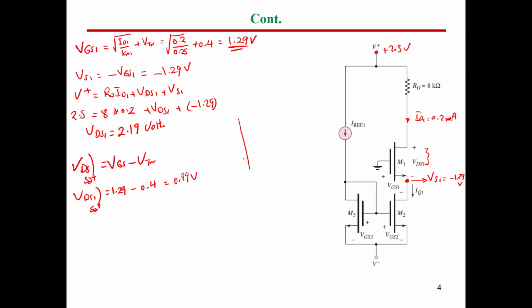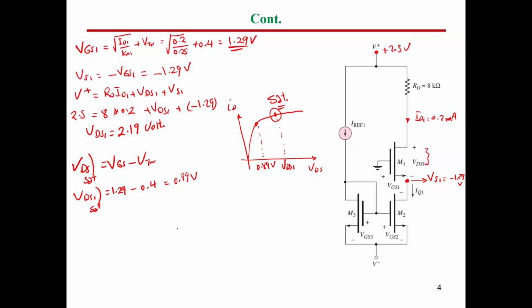So if you draw the characteristic and assume this is our characteristic here, this is ID, this is VDS. So the transition point here is 0.89 volt. Now, what is the value of VDS1? As you can see, VDS1 is 2.19. So it's located here. So this is VDS1, which means it is located in the saturation region. So our assumption is correct.